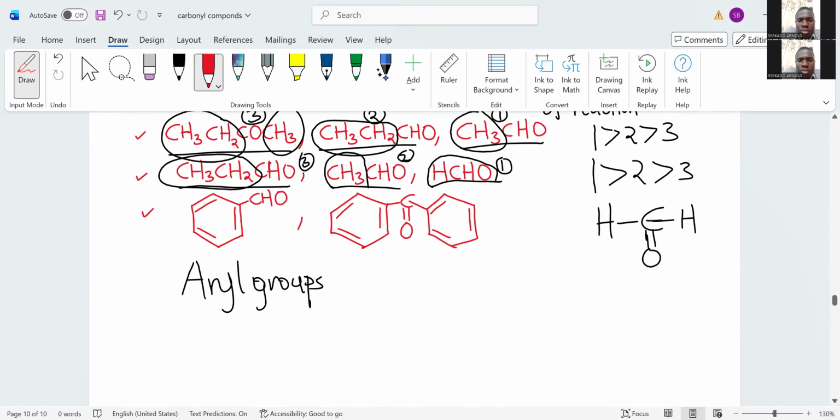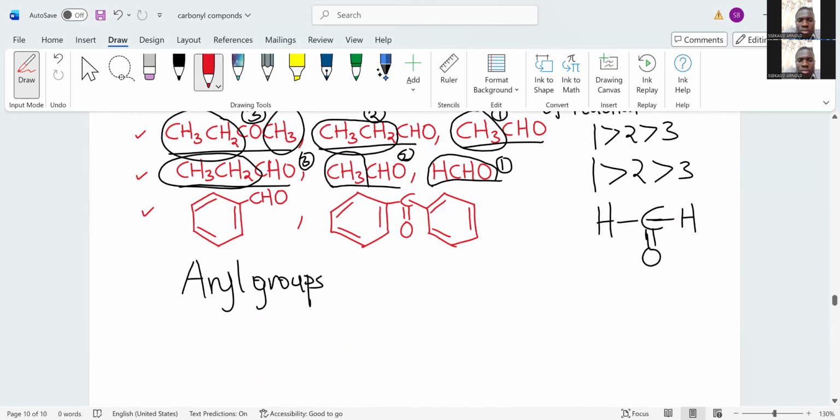The phenyl groups are not alkyl. Therefore, they are aryl groups, which are bulky. Because they are bulky, they do not have a positive inductive effect. For them, we discuss in terms of bulkiness. In terms of bulkiness, therefore, you expect this.